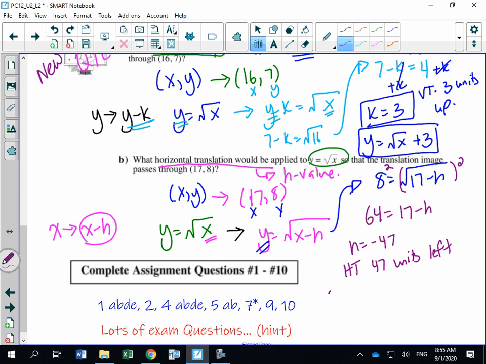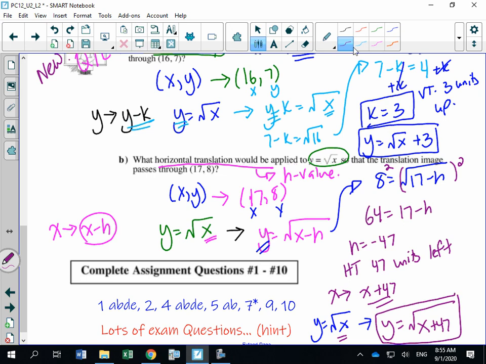The replacement would be x is replaced with x plus 47. So take your original equation and the transformed equation, you want to take x out and you want to put in x plus 47. So my new equation is y is equal to the square root of x plus 47, and that would give me a horizontal translation 47 units left when h is negative 47. And actually we should box in that h is negative 47. Okay.